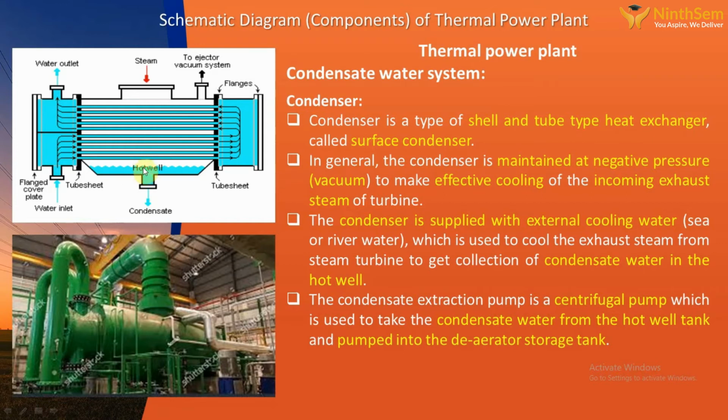From this hot well, the condensate water is pumped by the condensate extraction pump and supplied to the deaerator. In the deaerator, as we discussed already, deaeration takes place and all the non-condensable gases are removed, and this deaerated water is collected in the deaerator storage tank. So this is the cycle of the condensate water system.